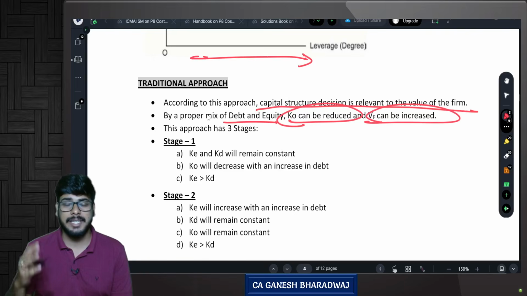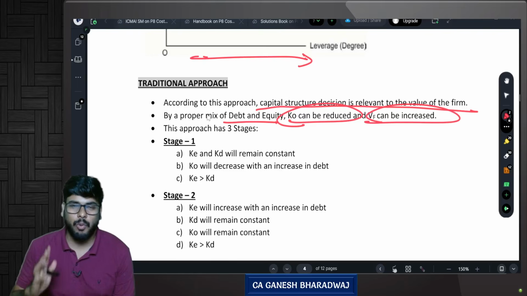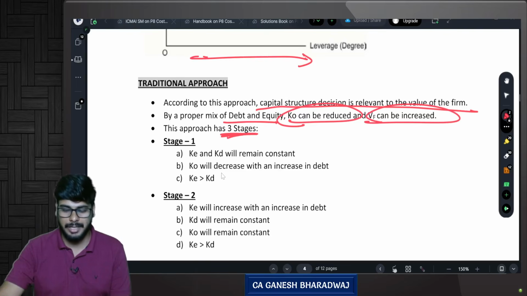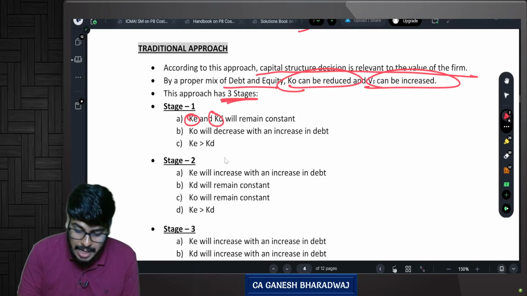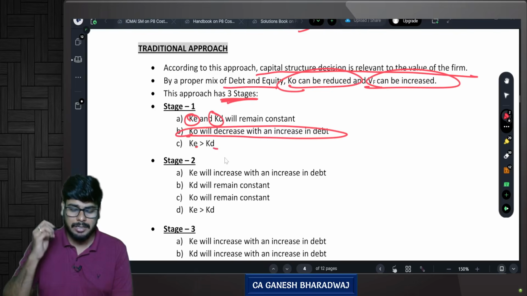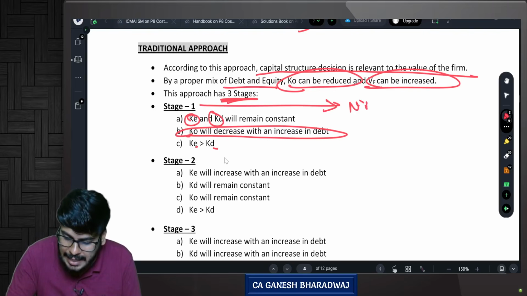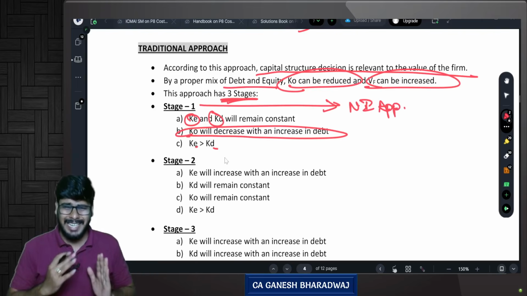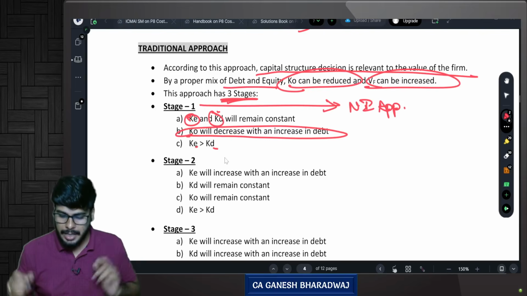Sir, then what is this method saying? So, this is similar to the first approach, that is net income approach. No. The only difference is they are saying this approach has 3 stages. They are saying in the first stage, KE and KD will remain constant. KO will decrease with increase in the debt and KE is always greater than KD. So what is this? Very simple. They are saying initially net income approach will be happening. In the initial stages, KE and KD will remain constant. Correct? KE and KD will remain constant.